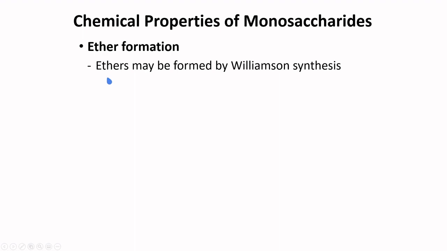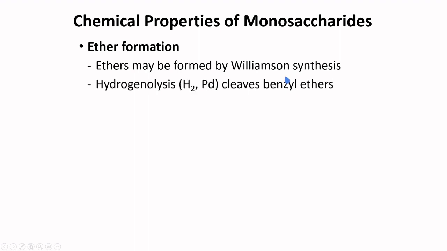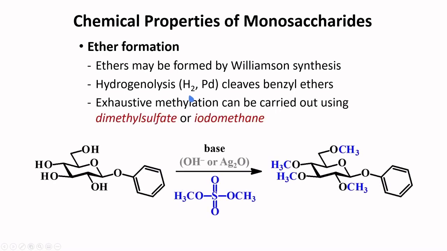The hydroxy groups of sugars can also react to form ethers. These ethers may be formed by Williamson synthesis. Benzyl ethers can be cleaved by hydrogenolysis. Exhaustive methylation can be carried out using dimethyl sulfate or iodomethane. Here, a base can facilitate the SN2 attack of the oxygen on dimethyl sulfate. Exhaustive methylation is used in preparation for structural analysis of oligosaccharides and polysaccharides.